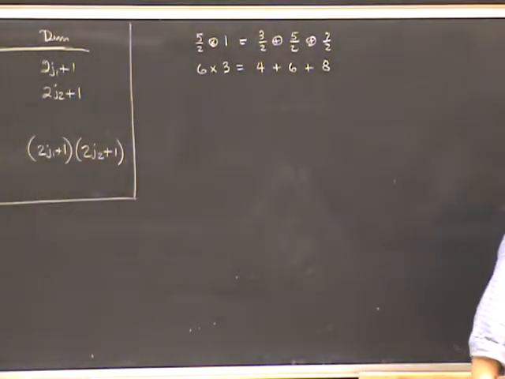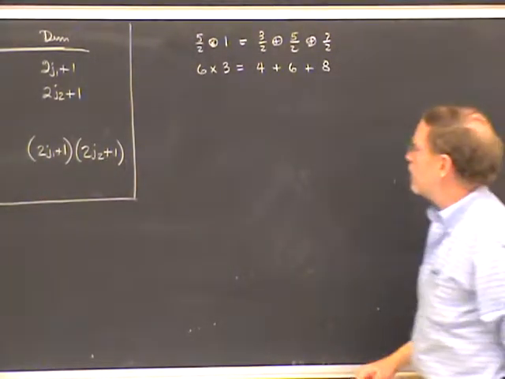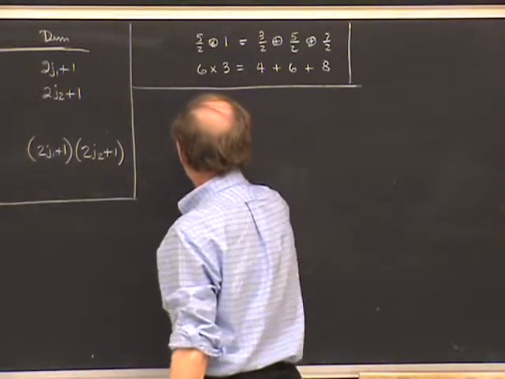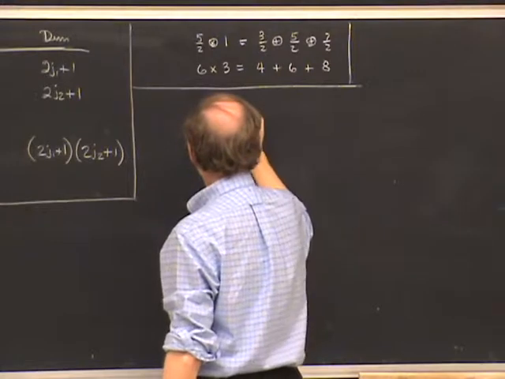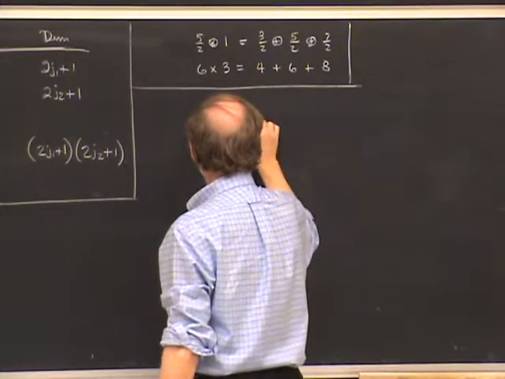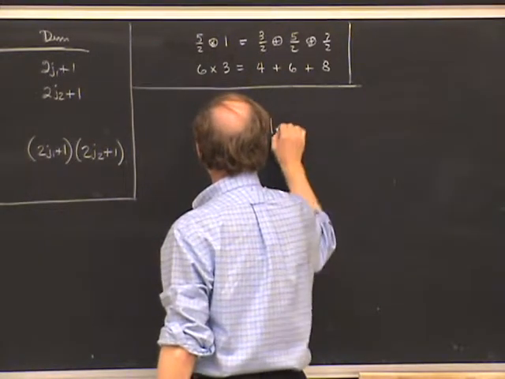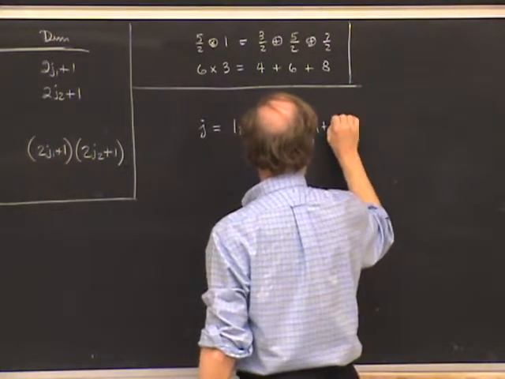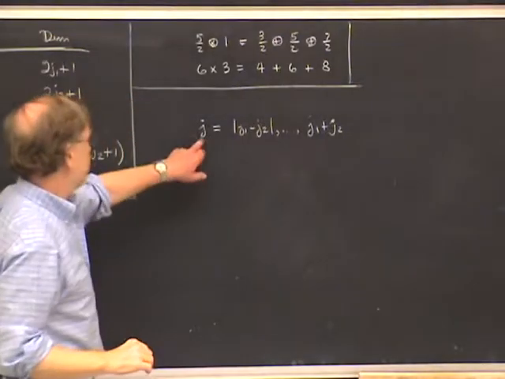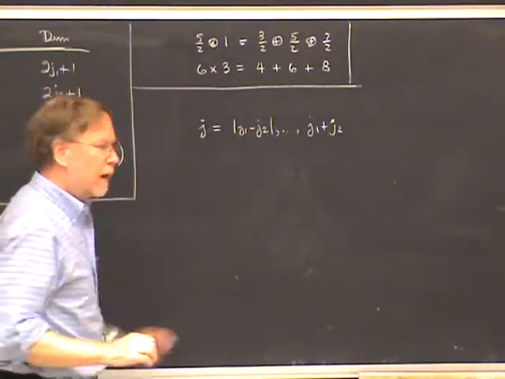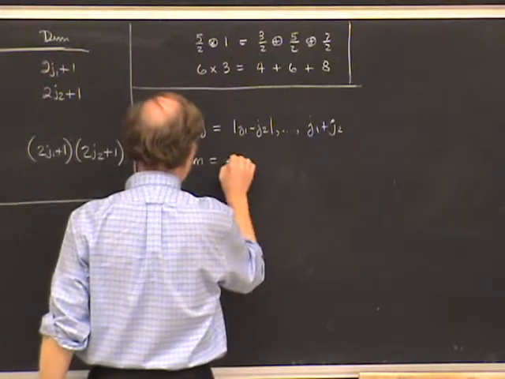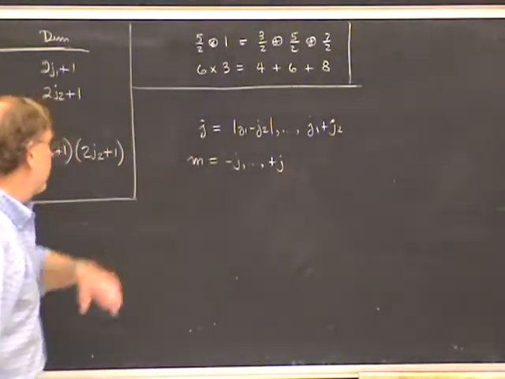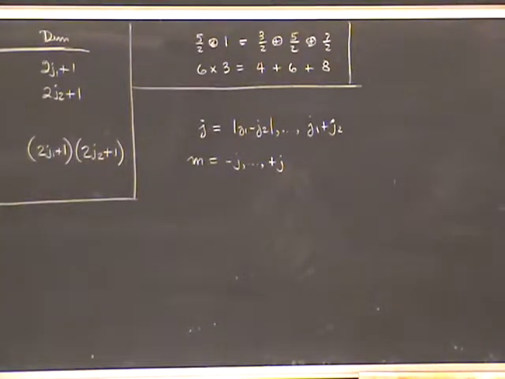This argument that I've just been through for these specific values of J1 and J2 can be generalized to arbitrary values. And if you do, what you find is that the total J goes from a minimum value, which is the absolute value of J1 minus J2, in integer steps up to a maximum value, which is J1 plus J2. And for each one of the J values that occurs in this list, the magnetic quantum numbers run from minus J to plus J, because it's a complete irreducible subspace.